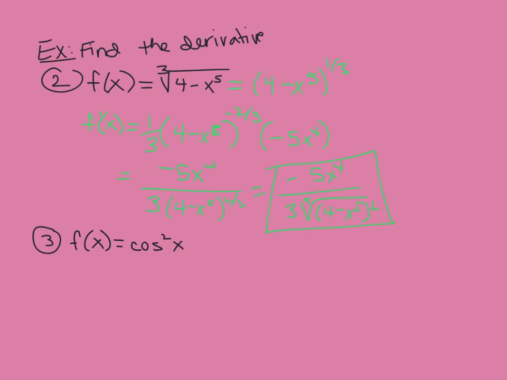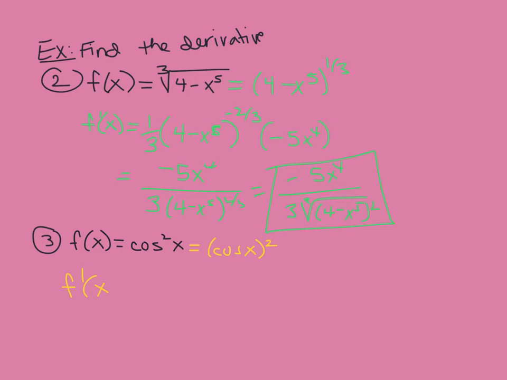So for number 3, this one, I think once you write it out in a different way, it gets a lot easier. So this is cosine squared x. We can rewrite that as (cosine of x) squared. Keep in mind that this is the same thing. The entire function is squared. The cosine squared x is just a notation for writing it.